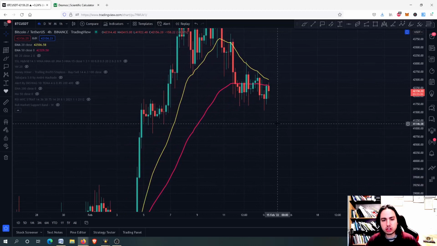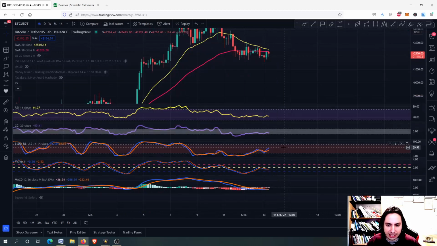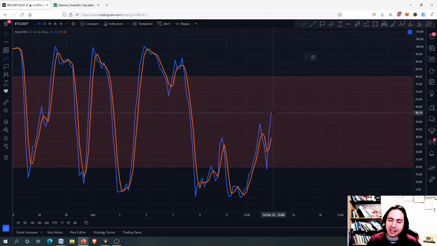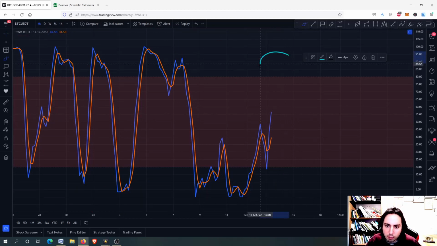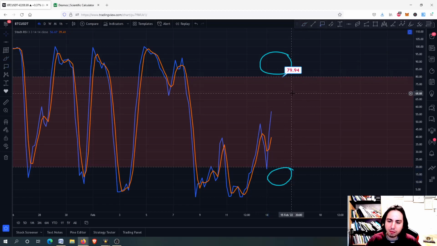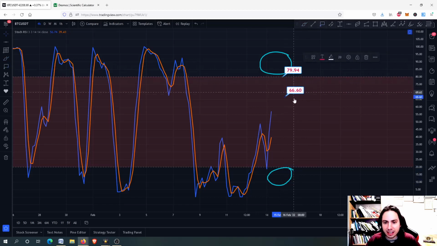We are now going to see also the stochastic RSI. This is the stochastic RSI indicator. What the stochastic RSI is telling us is when an altcoin is going into an overbought or an oversold situation. When we have an overbought, the stochastic RSI should go above the 80. When we have an oversold, the stochastic RSI should go below the 20.